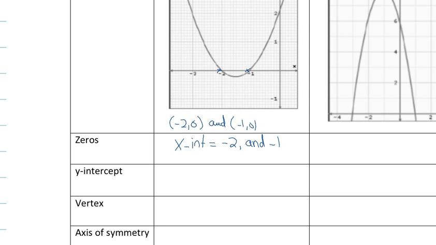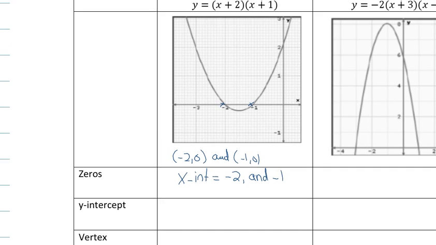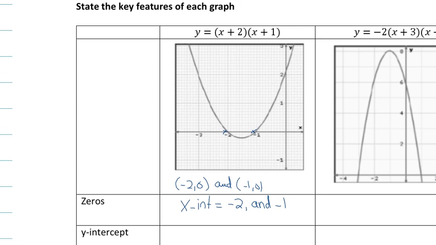You have to either write x-intercepts negative 2 and negative 1, or you have to write them as points, and then the y value of the point is 0, because it's touching the x-axis.